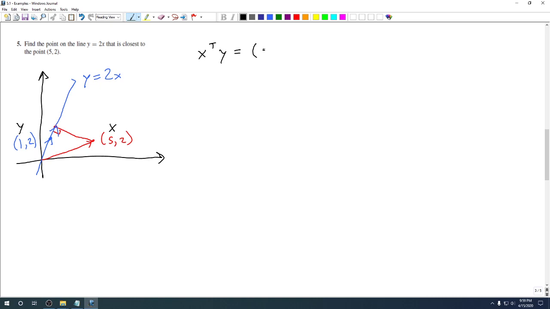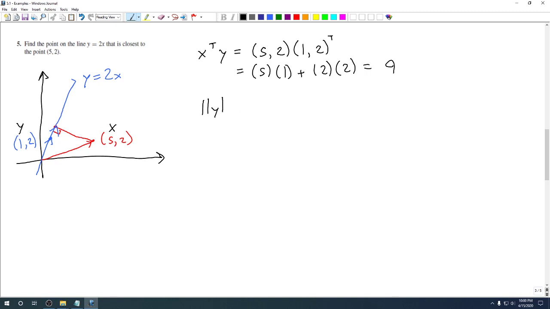Technically, we're working with our column vectors here. So this is (5, 2) transposed, and this is (1, 2) transposed. If we work that out, well, 5 times 1 plus 2 times 2, 5 plus 4 gives us a 9.